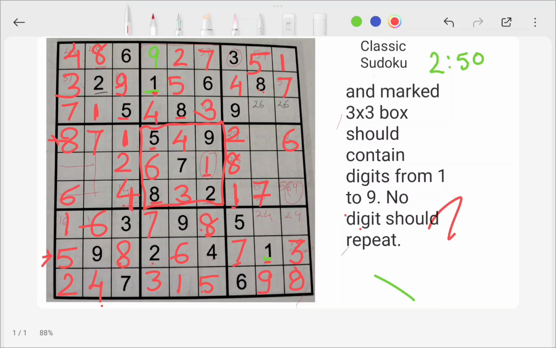Now our puzzle is almost solved. 6, 9, 5, 3. Now 4 and 5, 2 and 6. So because of this 6, we can eliminate 6 from here. So this is 6, 2, 4 and 5.